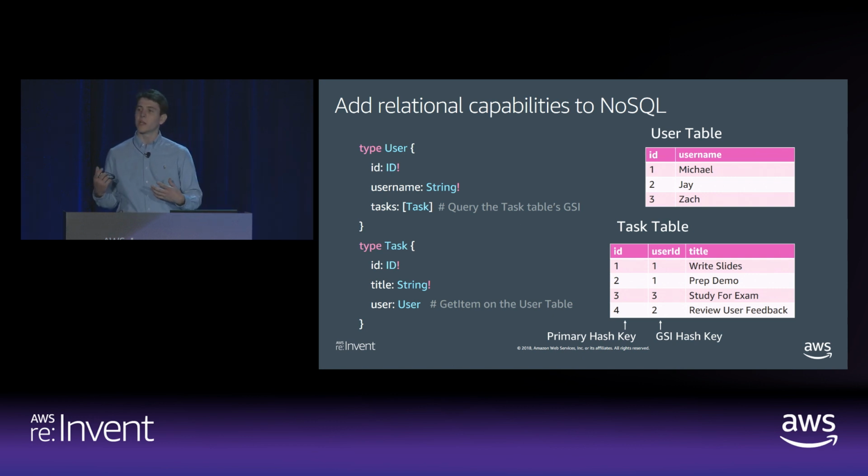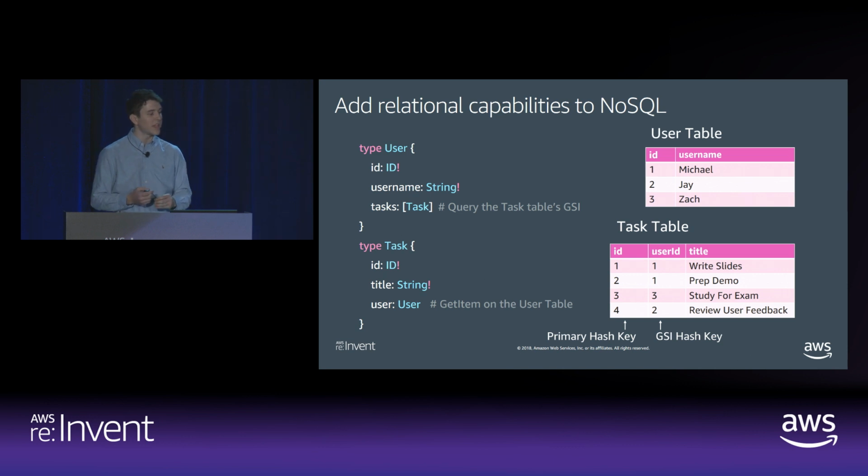But when you're querying it from a client, you don't necessarily have to know that it's coming from DynamoDB. You might think it's coming from SQL because you're able to do relational things, but it's really not. So here's an example of how we might do this. We've got a type user. It's got tasks. A user has tasks. A task has an owner, or a user.